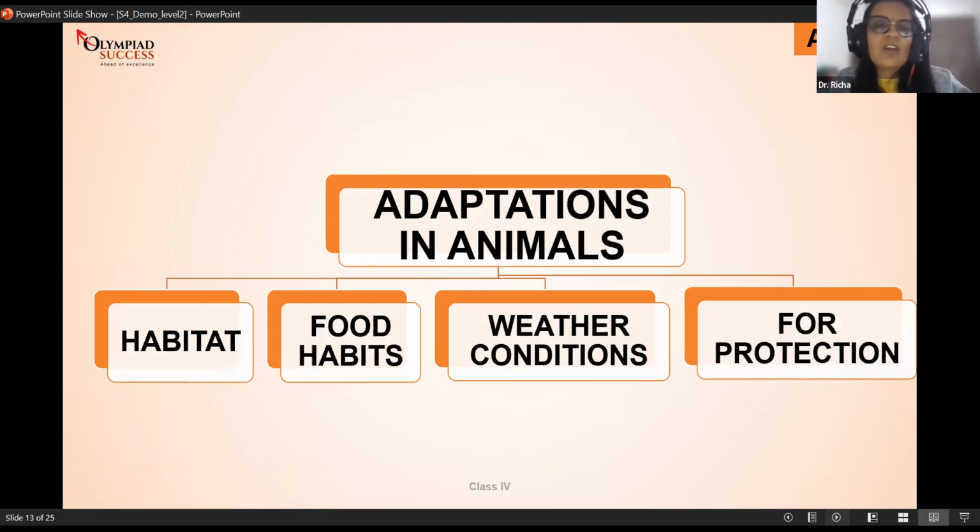So similarly, just now we have talked about classification of animals. Animals adapt themselves according to their environment, according to their need. It's not a quick process, it's a very slow process. It takes lots of time to adapt because they need to survive. That's why they change. Adaptation means changing themselves. They change themselves according to their food habit, according to the weather, according to the need for protection, according to their habitat.